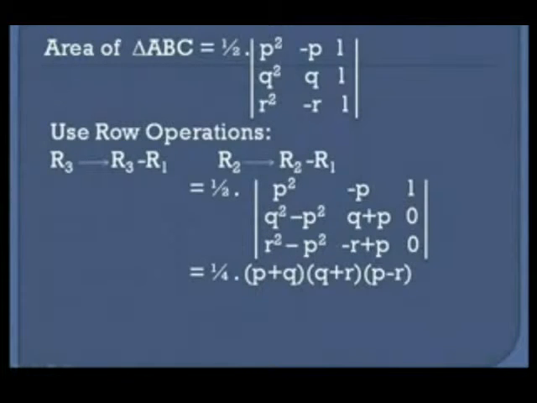Now we know the coordinates of A, B, C, and so the area of triangle ABC is equal to 1 by 2 into the determinant, the elements of which are p square minus p1, q square q1, r square minus r1. Now we use the row operations. R3 goes to R3 minus R1 and R2 goes to R2 minus R1, and this determinant reduces to 1 by 2 into p square minus p1, q square minus p square, q plus p 0, r square minus p square, minus r plus p 0.